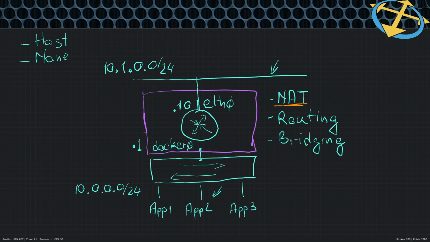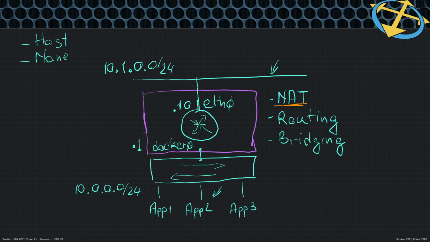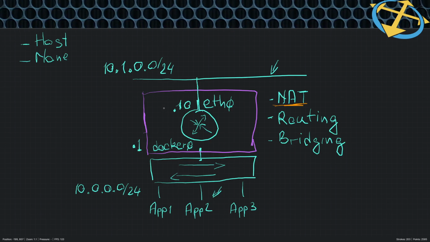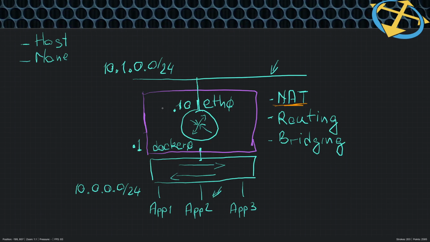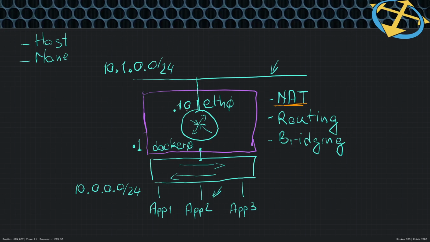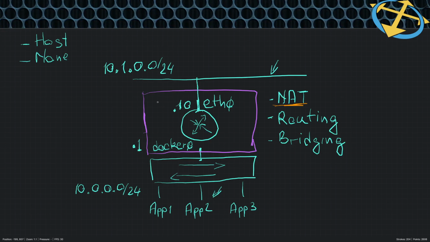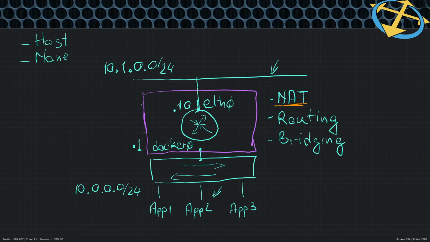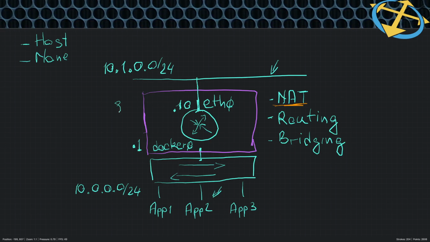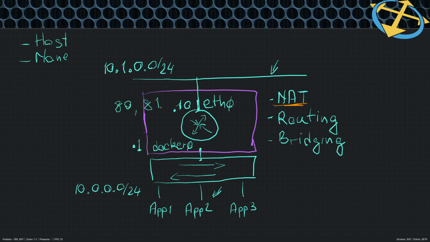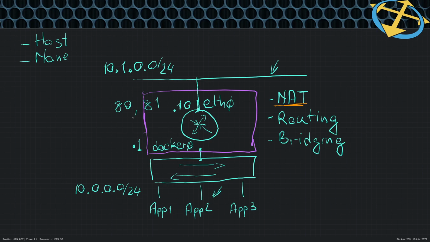In this case, in my Docker host, I configure destination NAT or port forwarding on this IP of ETH0. So here I configure rules where ports like 80 or 81 are forwarded.